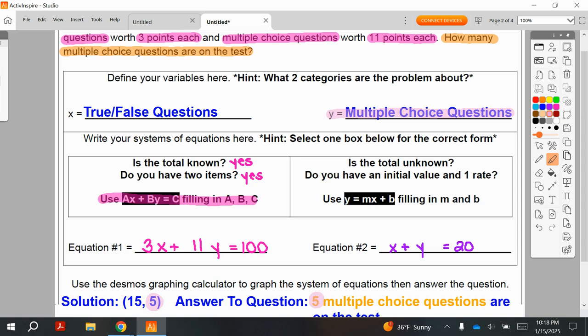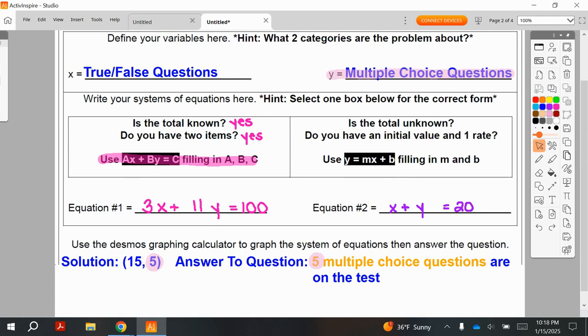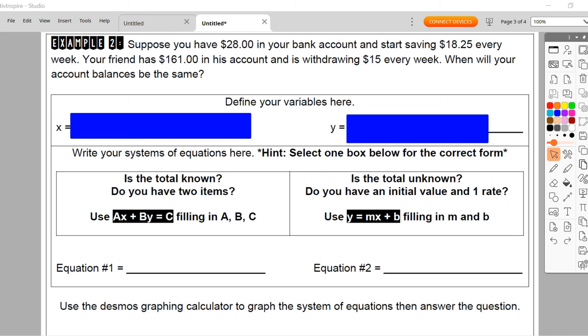Of 5 multiple choice questions are on the test. Can't use 15, that goes with my true false questions. And the question at the beginning was asking how many multiple choice are on the test. So that answer is 5. A little sentence, a little brief explanation is great. So, how I'd answer this question is that there are 5 multiple choice questions that are on this test.